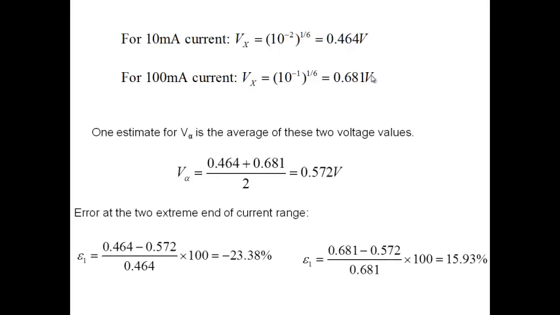And we can calculate. See, what is the overall goal? The goal is to minimize errors, right? If we are making an approximation, the approximation should not result in very large errors. If I approximate it in this way, at one extreme, I find that the correct value is 0.464, but I'm taking 0.572, the error is minus 23.38%. At the other extreme is 0.681, and I'm taking 0.572, so the error is 15.93.